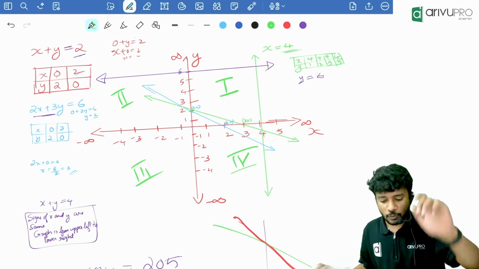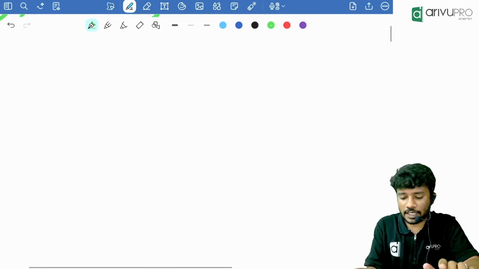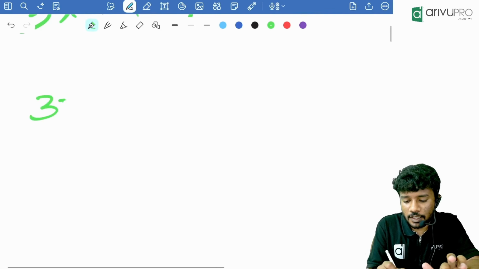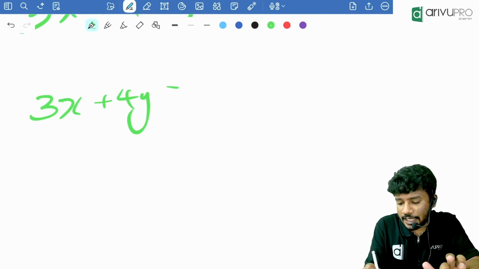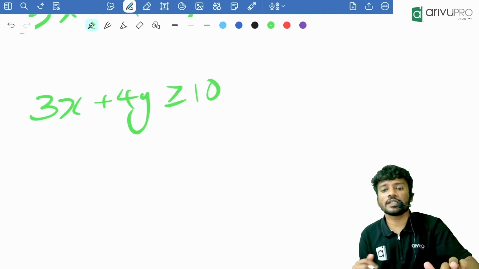Okay, now you should draw the graph for me next. Everyone, draw it for me. 3x plus 4y greater than or equal to 10. How will the graph look like?